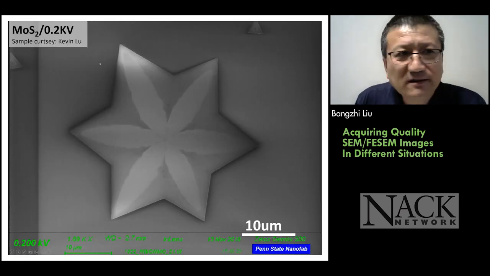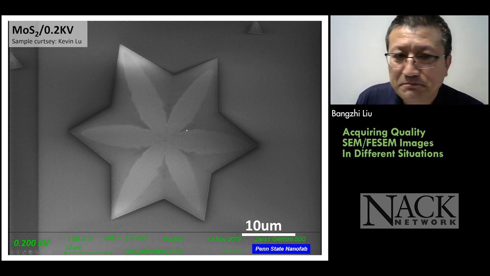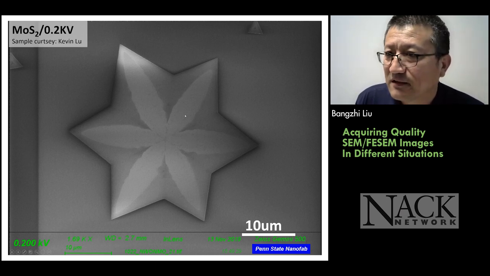Here's another example, also a 2D material, at 0.2 kV. Look at it, you can see a lot of surface detail. But if you increase the voltage, you probably will not even see them, though it's there.